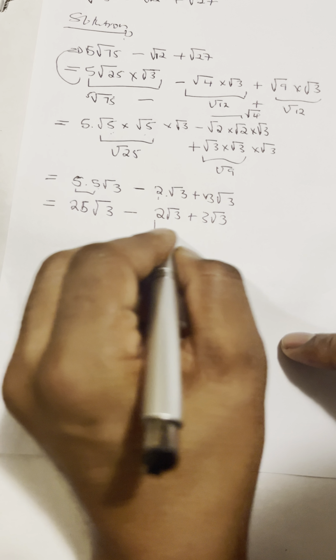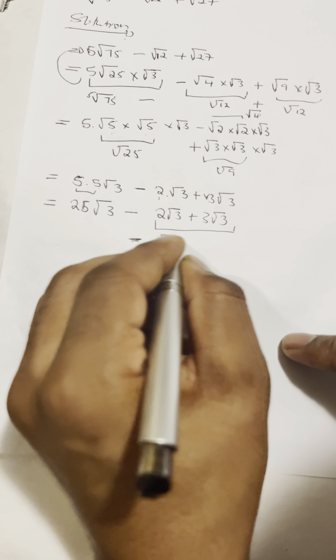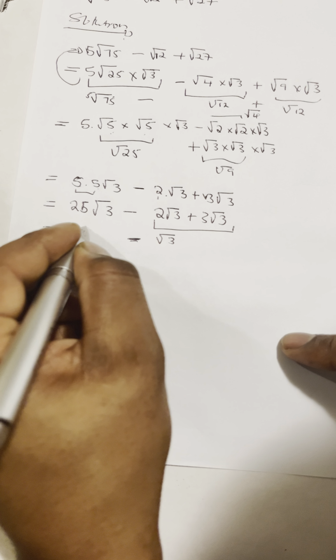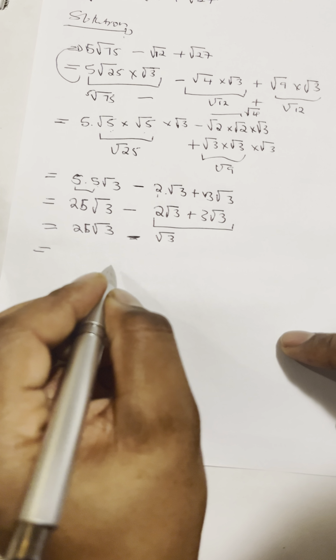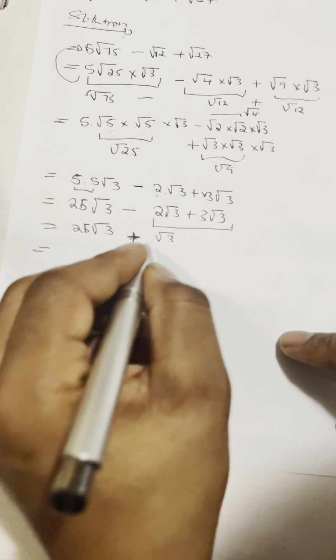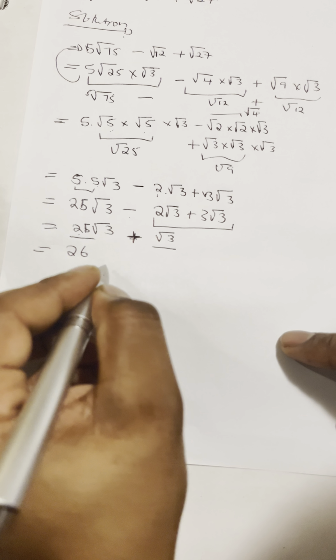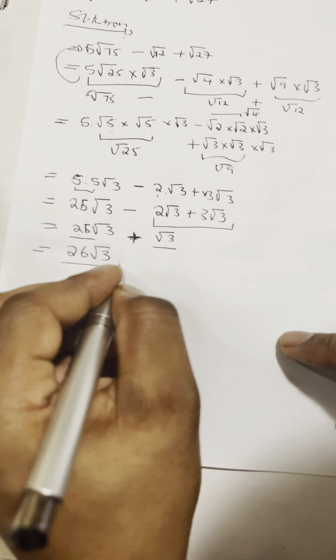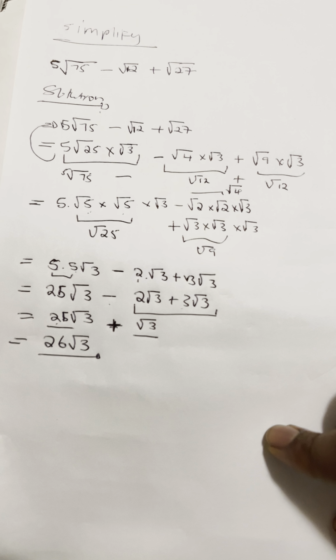All right, now this minus this is equal to square root of 3. 25 square root of 3 minus 2 square root of 3 plus 3 square root of 3. Then this is positive, and this and this give us 26 square root of 3. 26 square root of 3. Nice and simple.